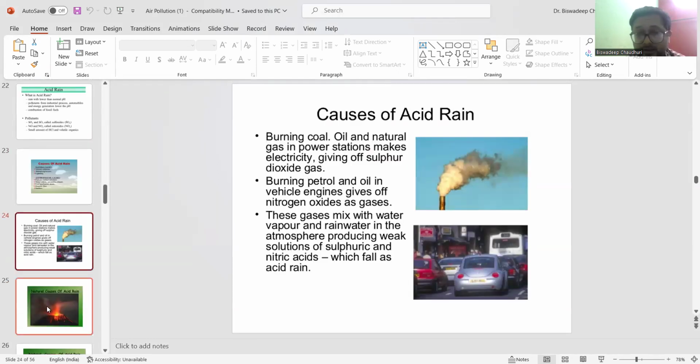Next, causes of acid rain. Basically, these are the main causes of acid rain. Burning fuel, burning petrol, burning gases for cooking, for domestic purposes, domestic utilities. The most important cause, the most powerful cause, is burning coal. Burning coal is, though to some extent reduced nowadays due to the use of various eco-friendly techniques, still there.